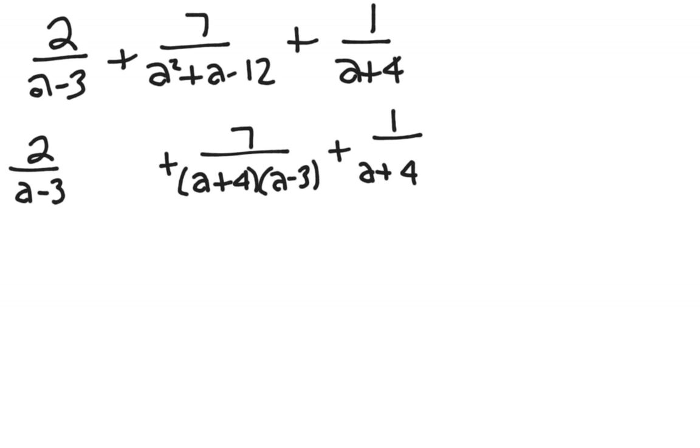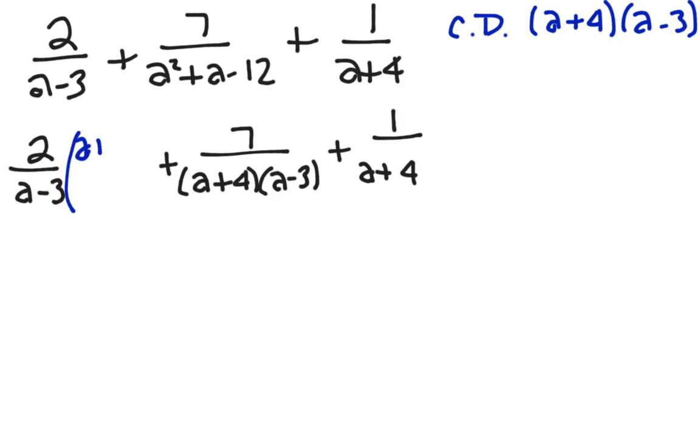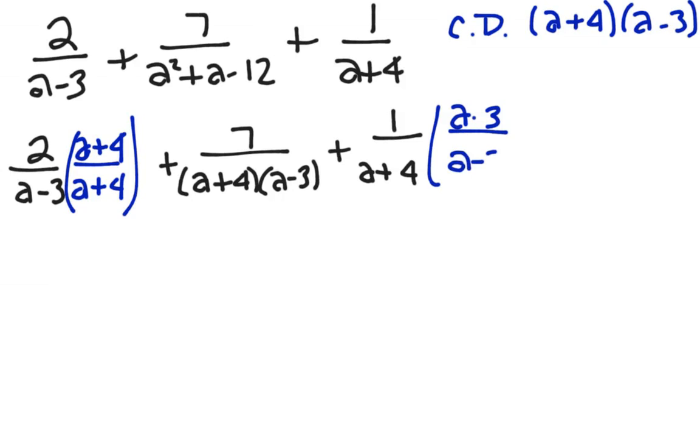So again, I'm looking for a common denominator. Two of my denominators have a plus 4, and two of my denominators have a minus 3, so (a plus 4) times (a minus 3) is that common denominator. The first denominator is missing a plus 4, so we are going to multiply by a plus 4 over a plus 4. The second denominator is good. The third denominator is missing a minus 3, so we are going to multiply by a minus 3 over a minus 3. So that gives me 2a plus 8, plus 7, plus a minus 3.